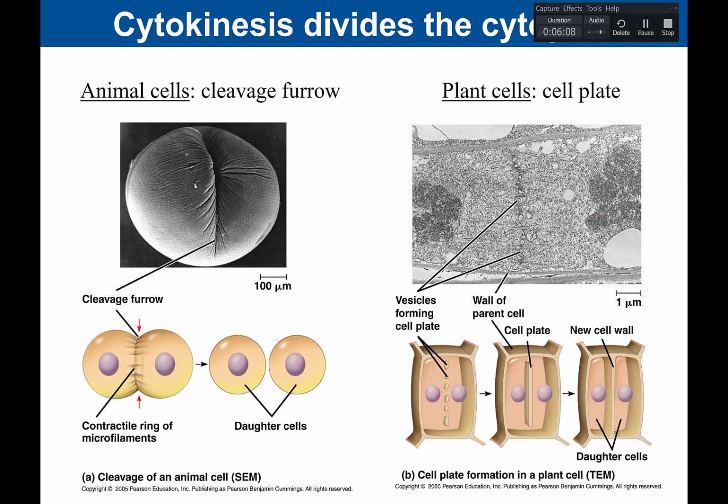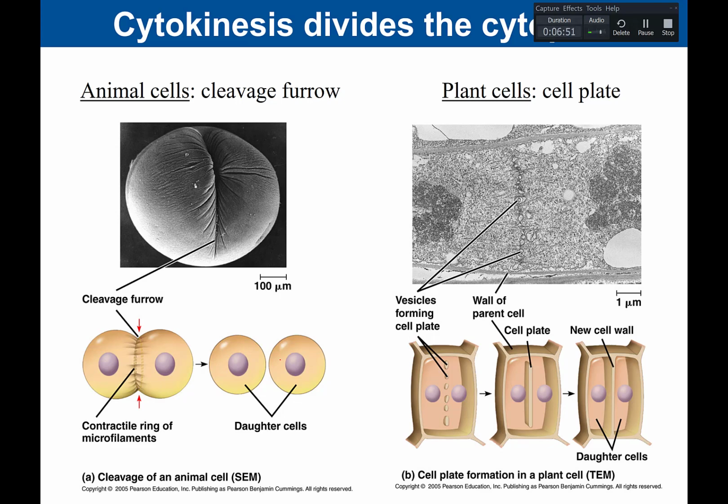So if we look at cytokinesis, cytokinesis again divides the cytoplasm. This is just comparing and contrasting animal cells and plant cells in the way that they do cytokinesis. They do it a little bit differently because plant cells have a cell wall, animal cells do not. We talked about animal cells using a cleavage furrow. Again, we have our microfilaments, or actin, forming a ring with its motor protein myosin. It's going to contract and pinch and divide the cell into two. Plant cells, on the other hand, can't do this because plant cells have that rigid cell wall.